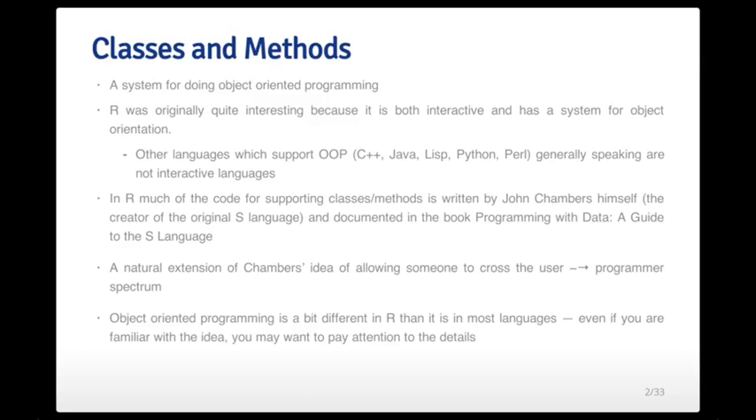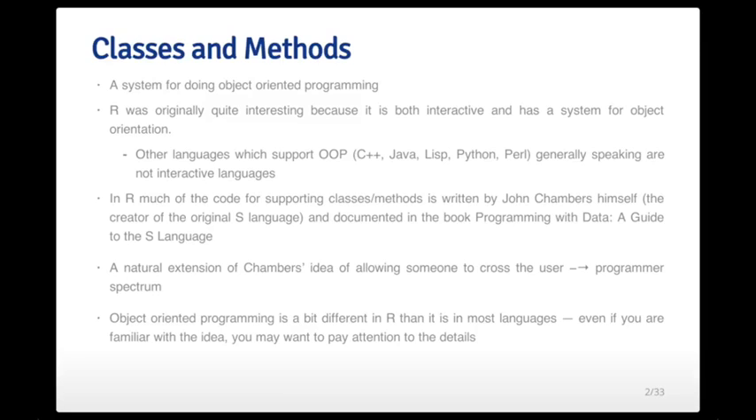A lot of the code in R for supporting the development of classes and methods was written by John Chambers himself. He was the creator of S and has written a lot of the code in the R system. The basic ideas are documented in his book, Programming with Data. The idea behind the class and method system in R is to allow people to cross over from being a user to being a programmer.